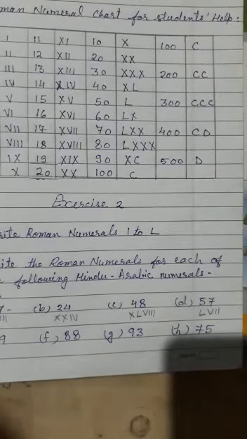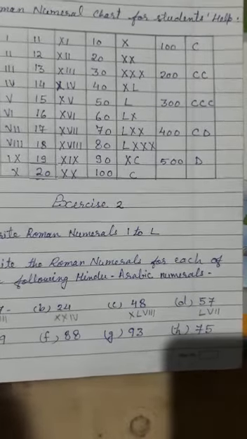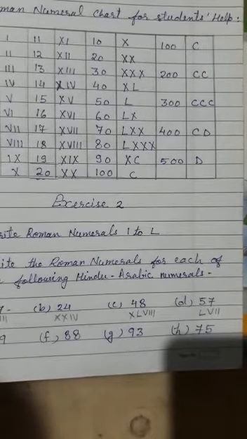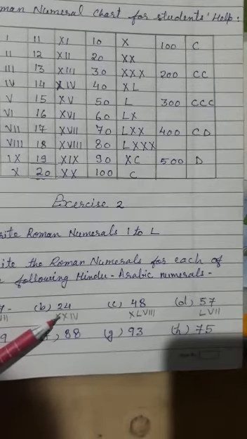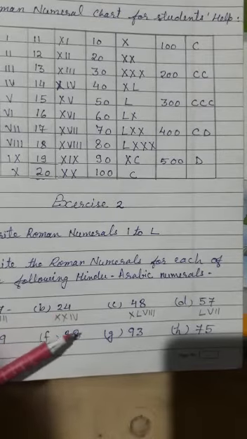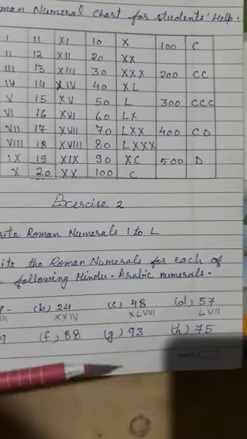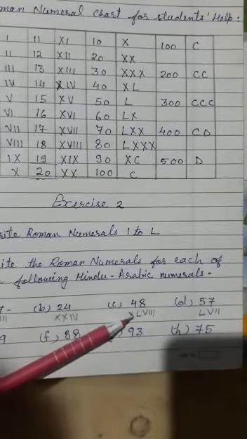This is 17. How will you write 17? X means 10 and 7 is VII. Okay? 17. 10 plus 7, 17. Okay? Now, 24. X plus X, 20 and 4. We put 1 before 5. So, 24. X, X and this is 4. 24. Then 40. XL means 40 and 8.